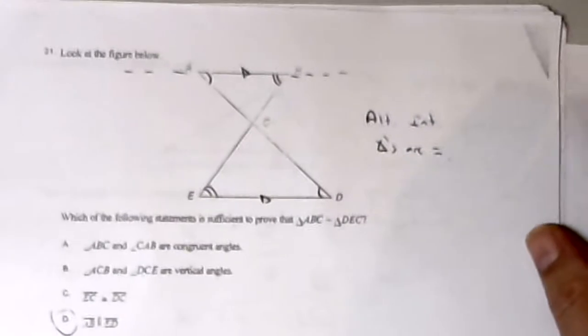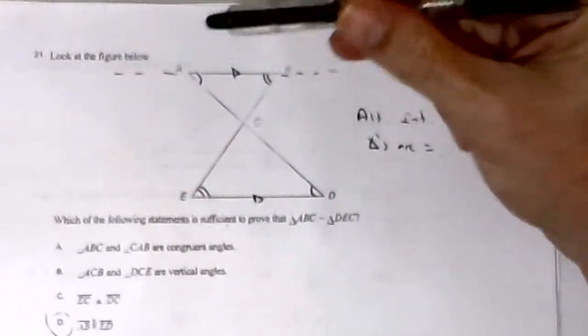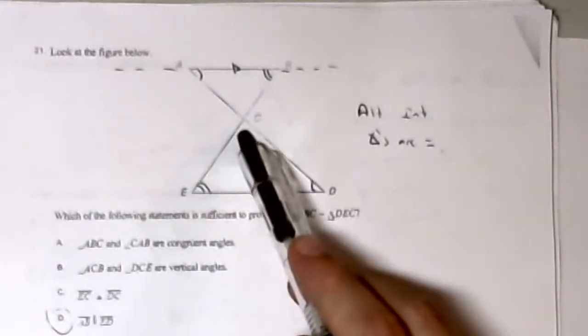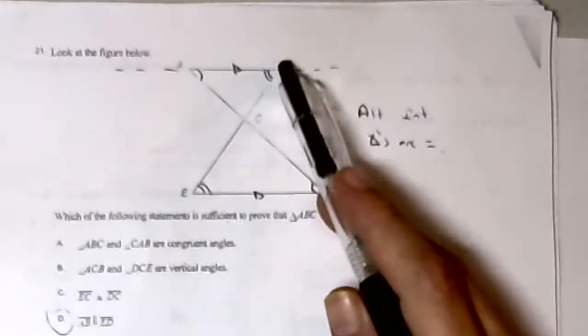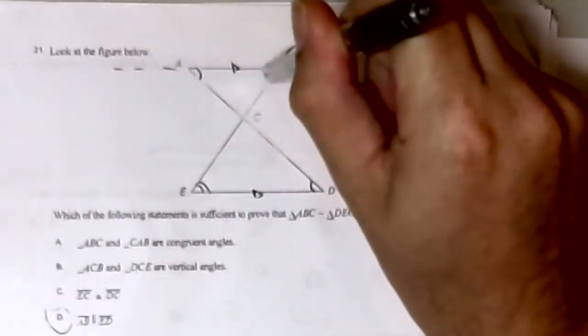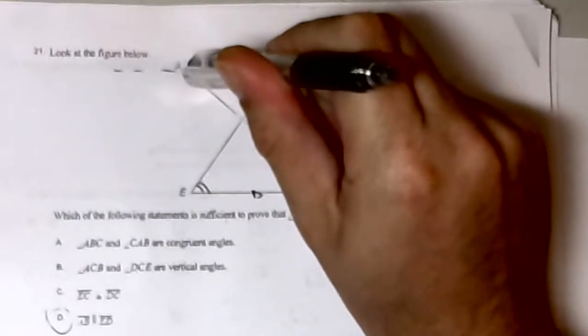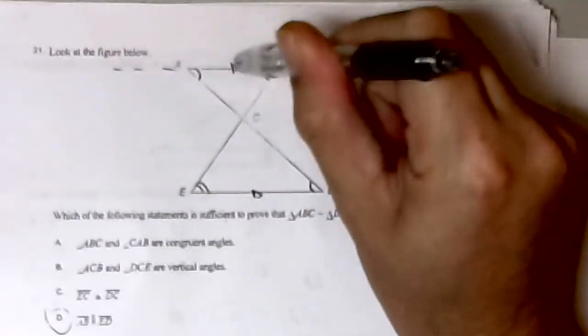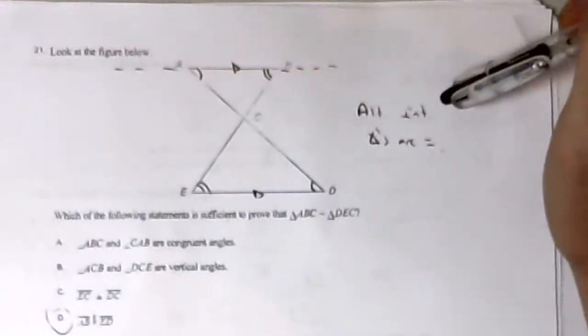Given the figure below, which of the following statements is sufficient to prove that ABC is similar to DEC? That this triangle is similar to this triangle? Well, I've extended this line because angle ABC and angle CAB are congruent. This is not going to do it because it relates one angle to another angle. It's just saying that this is isosceles. It doesn't say anything about this triangle.